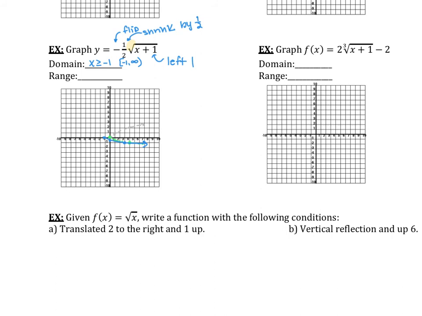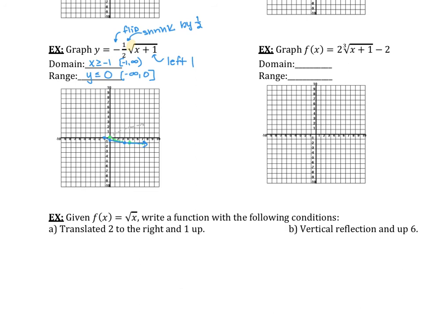Let's talk range though. Range remembers the possible y values. And what I know is that because this was flipped, the highest y value I can get is 0. Meaning I'm dealing with all the numbers below 0 because of how it was flipped. So my range here would be y is less than or equal to 0, or in interval notation would start at negative infinity and the highest it could go is 0. So my range is a little bit weird because of that flip with the square root.